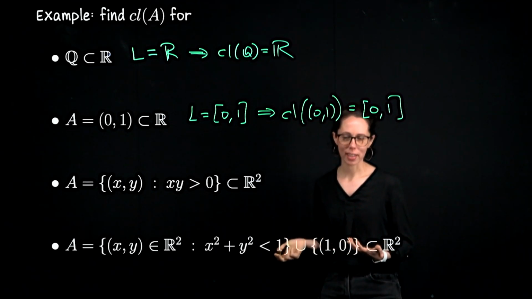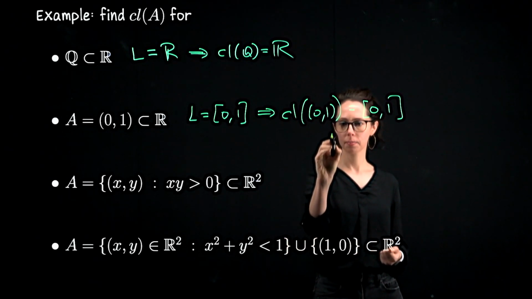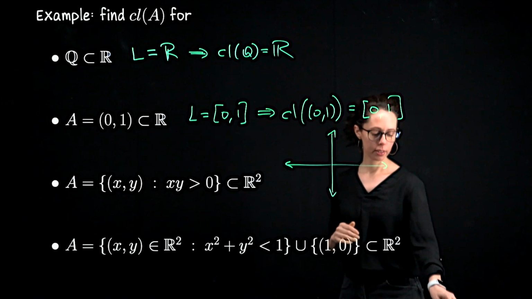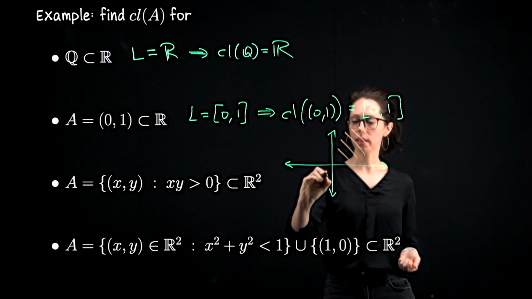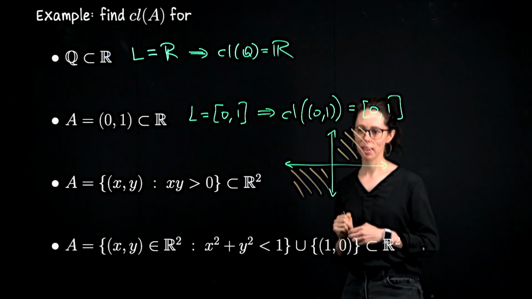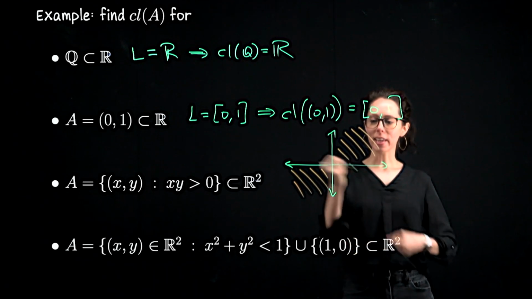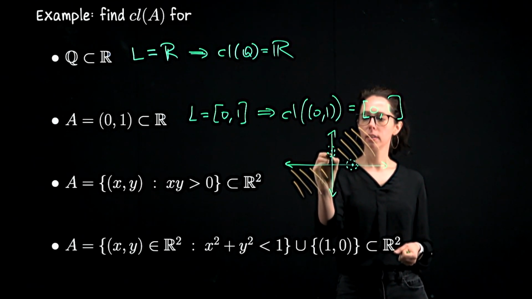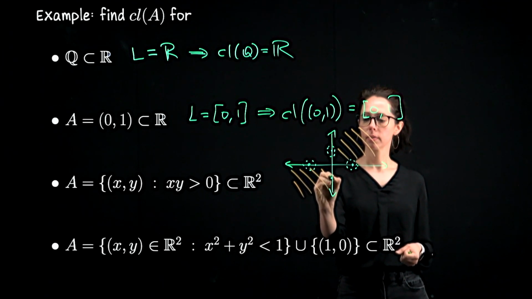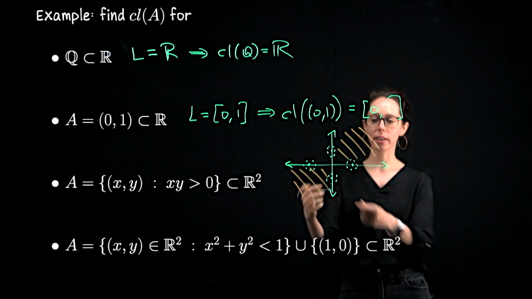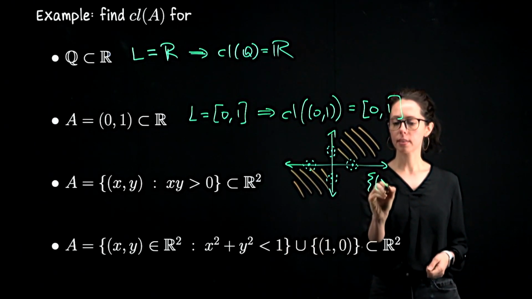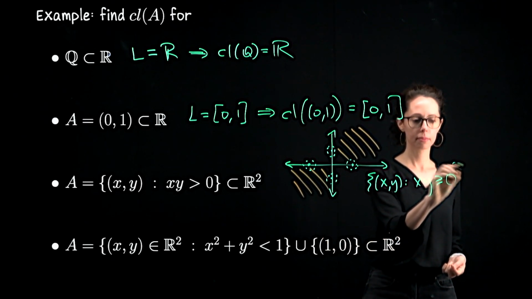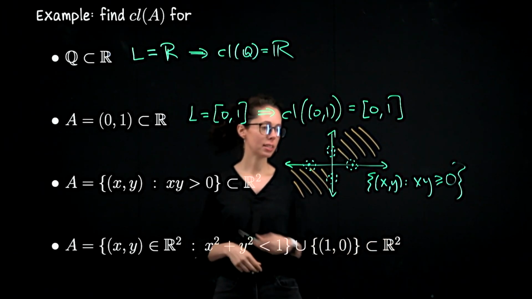The next two examples are in R2. I think I'll just sketch pictures. So for this one, we have all of the pairings x and y so that the product is positive. So in other words, the first quadrant and the third quadrant. Not the axes, but if I take any point on the x or y axes and draw a neighborhood, you're going to scoop up something from either the first quadrant or the third quadrant. So for these two from the first quadrant, for these two from the third quadrant. So it's going to be the set of points x, y, so that the product is greater than or equal to 0. Like that. So that's the closure of this set.